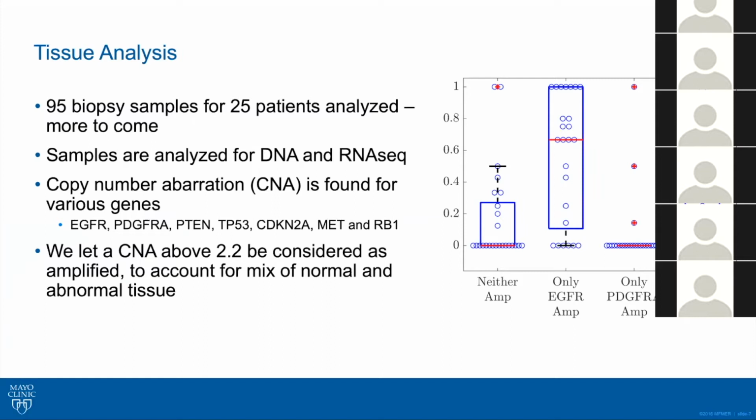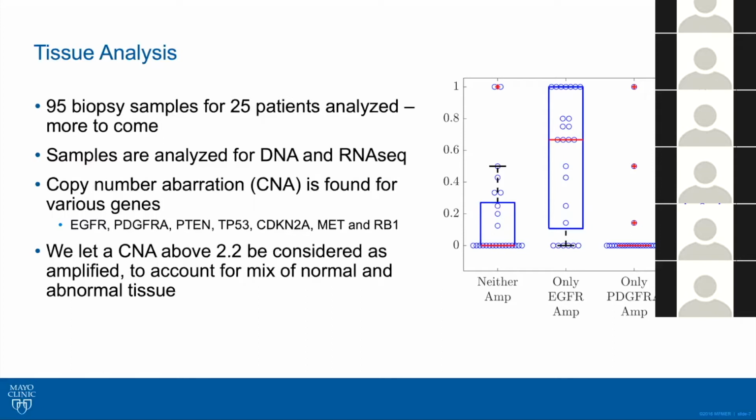So for example, EGFR will be promoting more receptors on the cell surface, which can interact with growth factors and encourage the tumor to grow faster or migrate faster. So we're quantifying that in each individual biopsy. And here on the right-hand side, you can see a figure that summarizes what we have for 95 biopsy samples across 25 patients.